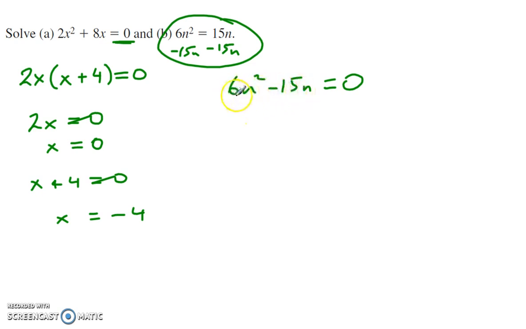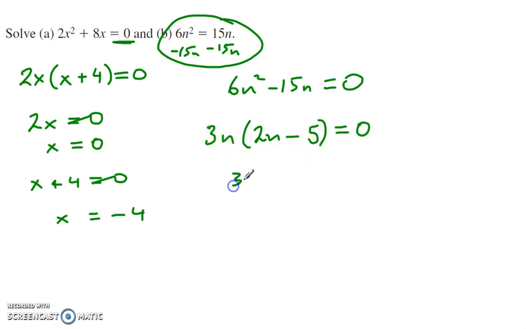What do they each have in common? Well, this has a factor of 3, and so does this one, so I can factor out a 3. And they each have a factor of n, so I factor out an n. Divided by 3n gives me 2n here, and then minus 15 divided by 3 is 5, n divided by n is 1. So that's it.